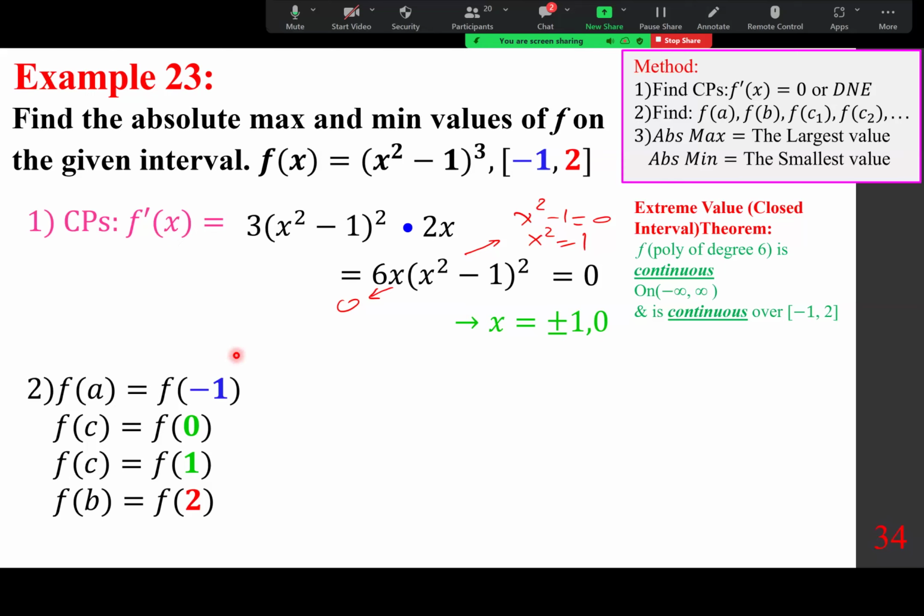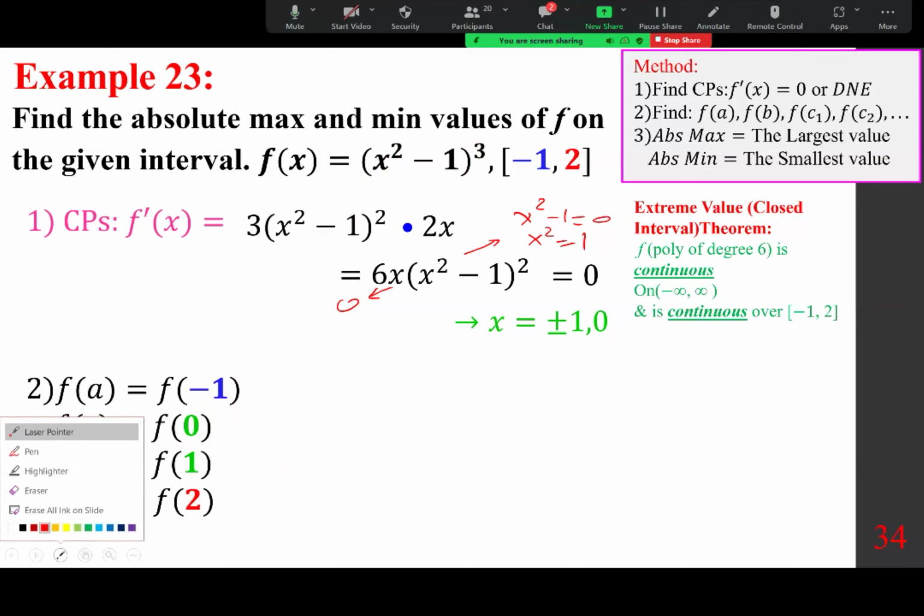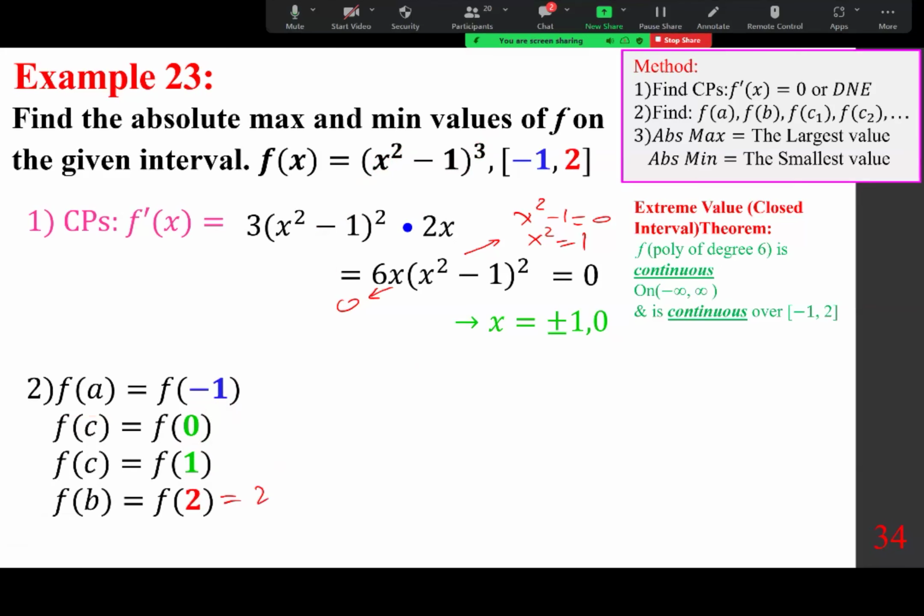Let's see if we can do this pretty fast. If you put negative 1 here, what do you get? Positive 1. Minus 1 is 0, so that's 0. If you put 0, what do you get? Negative 1. Cube it, negative 1. If you plug in 1, 1 squared, 1 minus 1 is 0, so that's 0. If you plug in 2, let's write that one. You get 2 squared minus 1 cubed. And 2 squared is 4, minus 1 is 3, 3 cubed is 27. So we should have an easy time evaluating those. That shouldn't be a problem.